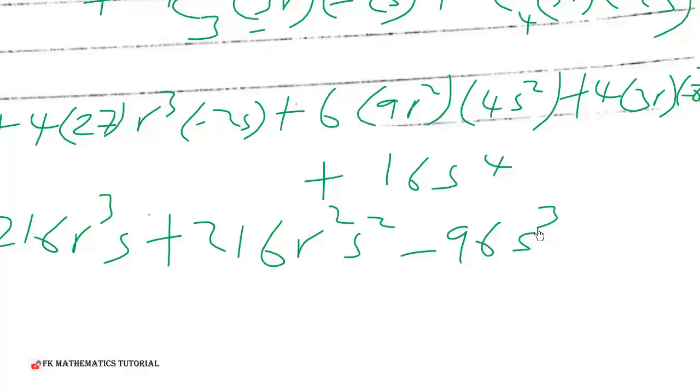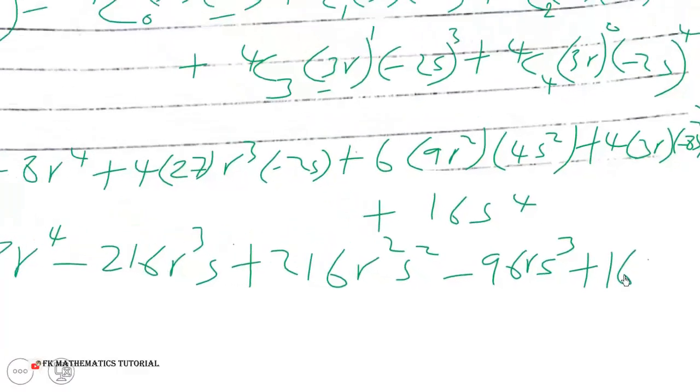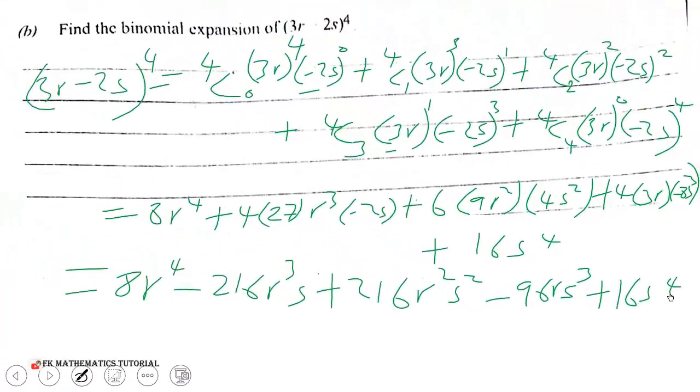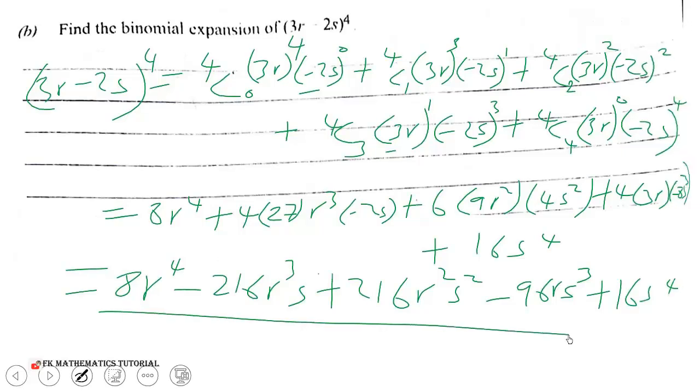Okay, R S cube. Then we have the last one plus 16 s exponent 4. So that is what we have for the B part. This is the final expansion.